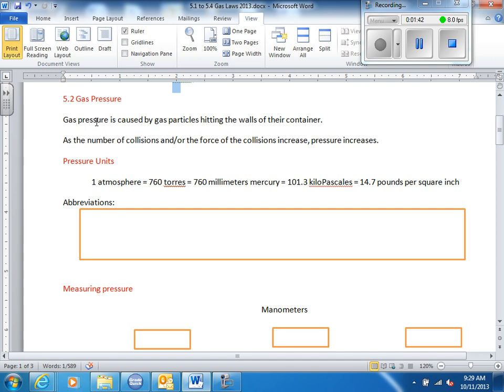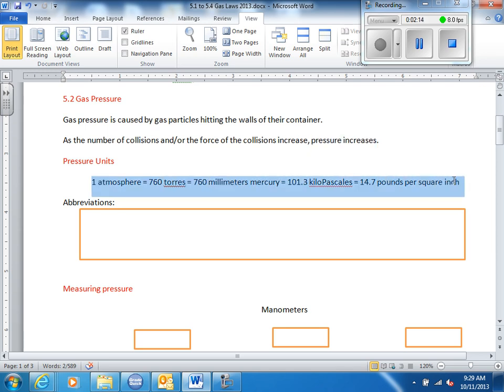5.2, gas pressure. Pressure that gases cause is caused by gas particles hitting the walls of their container, and it's a force. As the number of collisions of the molecules and or the force of the collisions increase, pressure will also increase. When a particle hits its container walls, it creates a force on that wall. The more particles there are, the bigger the force. And if the particle hits faster, it'll be hitting with more force. So the pressure would go up.